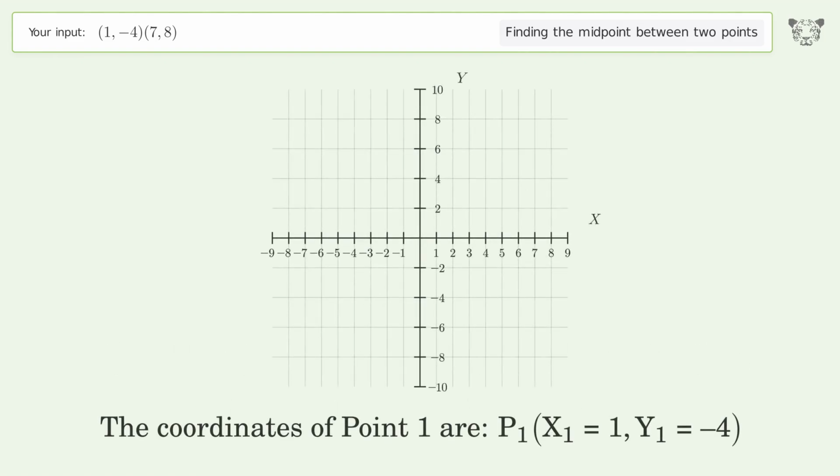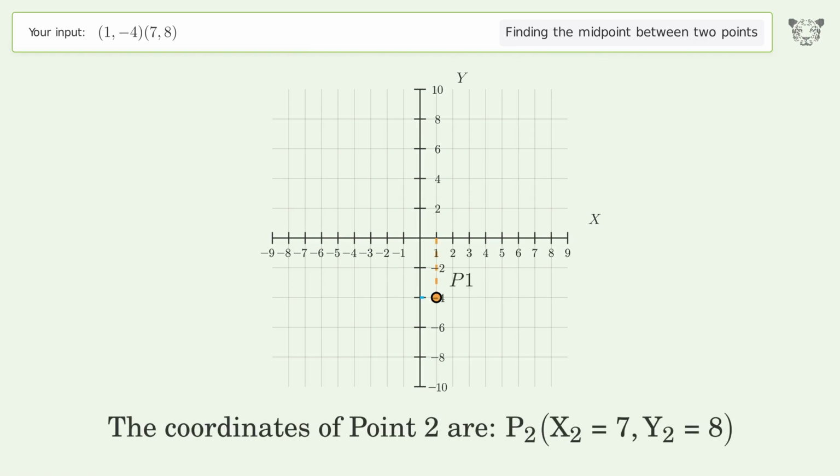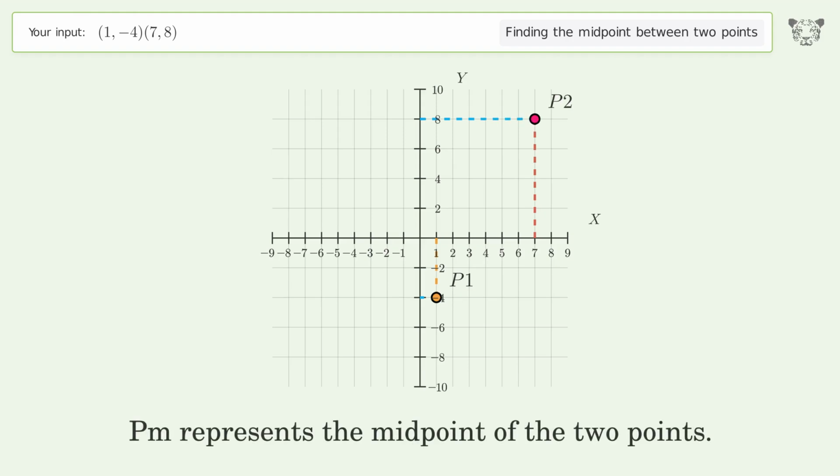The coordinates of point 1 are, x1 equals 1, y1 equals -4. The coordinates of point 2 are, x2 equals 7, y2 equals 8. PM represents the midpoint of the 2 points.